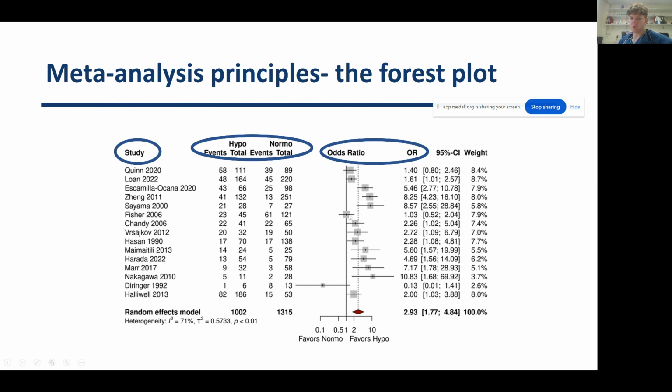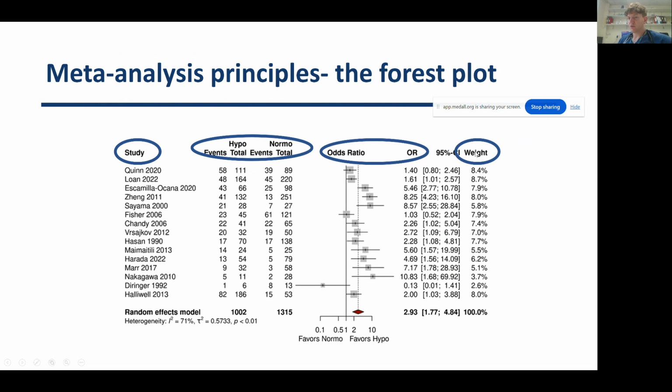Essentially, all those results will be put together and given an average at the bottom, which is the red diamond. You can see that it's 2.93 here. So it suggests that patients with hyponatremia are 2.93 times more likely to develop vasospasm on average, as opposed to people with normal sodium.